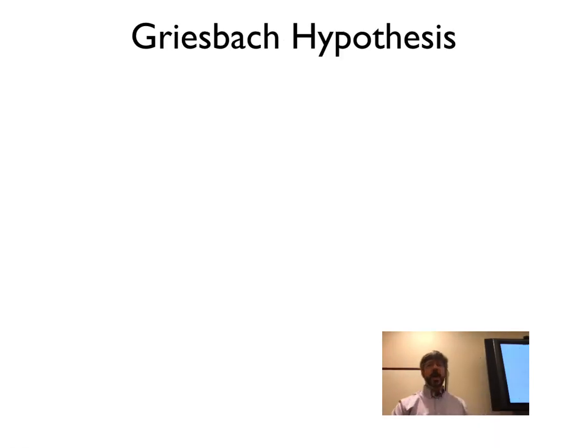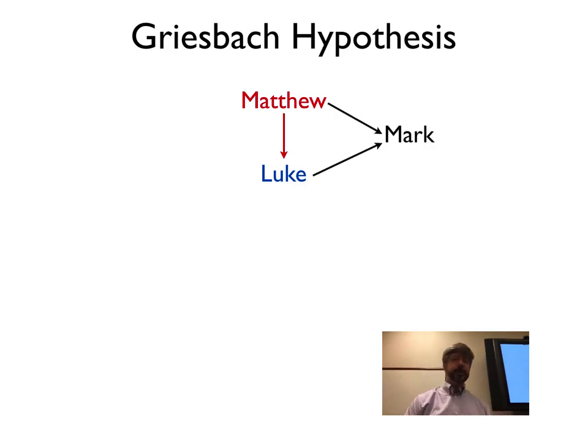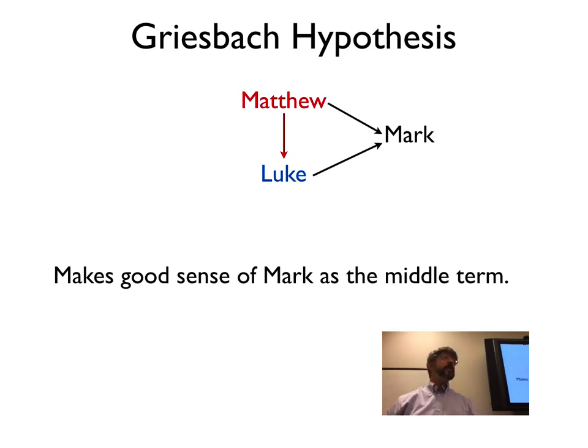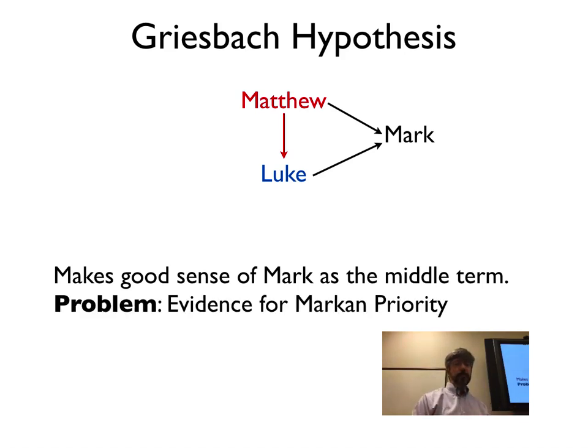Pressing on. The Griesbach hypothesis, which we were just talking about. In this hypothesis, which gospel comes first? Matthew. Who uses Matthew? Luke and Mark. And Mark uses both. Right. Okay? So this makes good sense of Mark as the middle term, in some ways, because you can explain how he's kind of drawing from both. However, the problem is the evidence for Markan priority. Okay, well, what is the evidence for Markan priority?